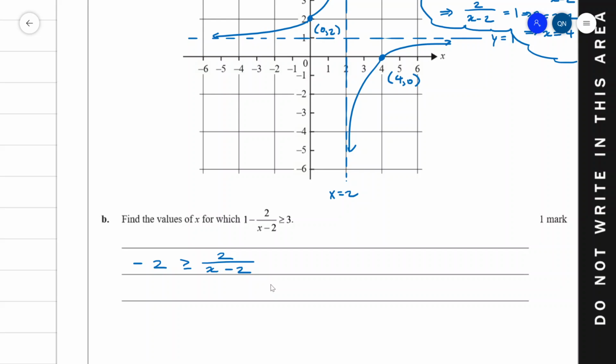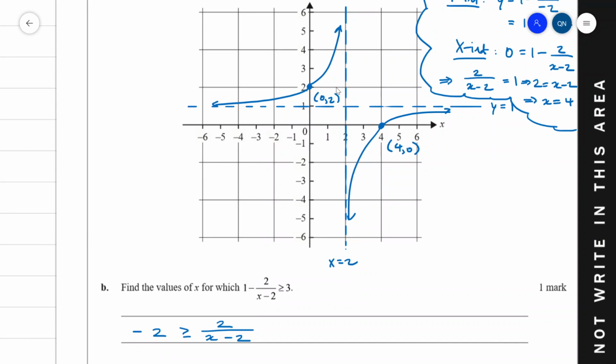Now what can we do? We can multiply both sides by x minus 2. Now here's where we have to be careful, because we don't know if x minus 2 is negative or positive. Right? If we take a look at this picture, we can see that we're only interested in the left-hand side of the asymptote x equals 2.